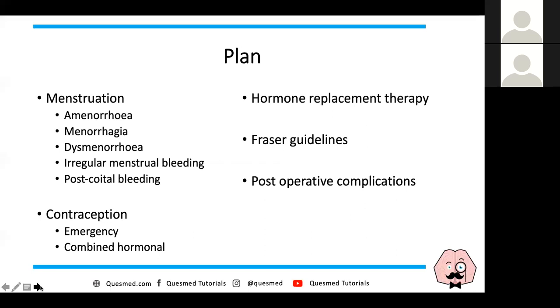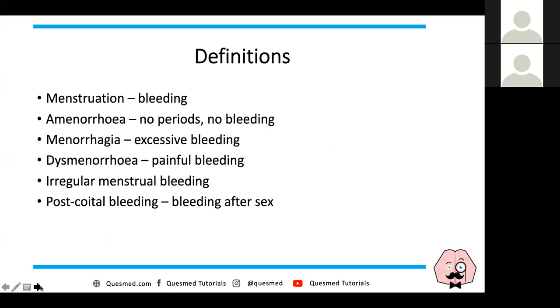So let's just recap some basic definitions when we're talking about menstrual things. Menstruation, that obviously means your menstrual period, the bleeding part. Amenorrhea, that means when there's no periods and no bleeding. Menorrhagia, that's excessive bleeding. Dysmenorrhea, that is painful bleeding. And irregular menstrual bleeding, that includes things like irregular cycles, intermenstrual bleeding. And post-coital bleeding, that means bleeding during or after sex. So just a reminder of a few key definitions.